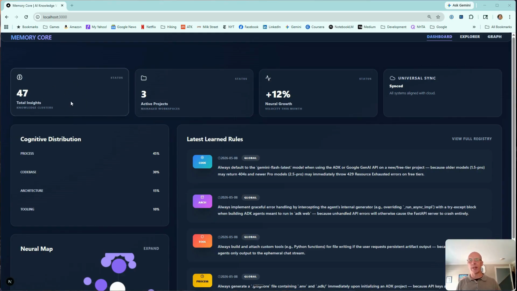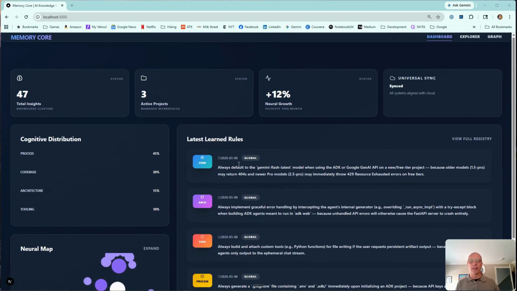So you can see how many total insights, how many active projects we're talking about, the neural growth. It's synced with Git, so that as I create new rules, it will sync them up with Git, so that I can always pull down those rules even if I'm not at my laptop. You can see how they break down. The rules get categorized automatically and put in here. So this is the dashboard.